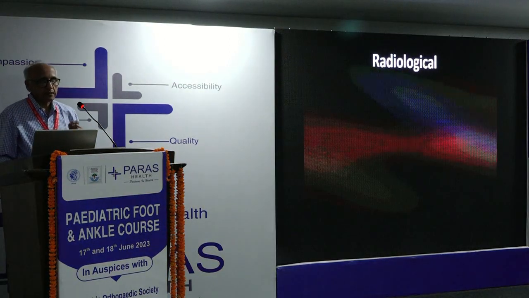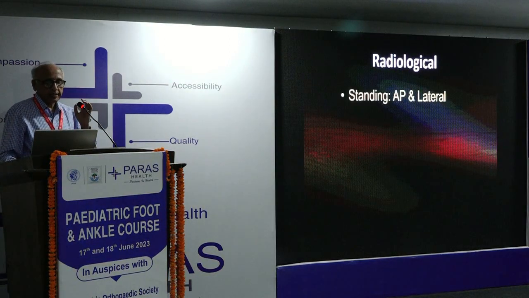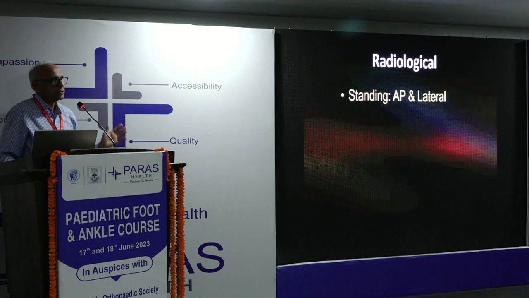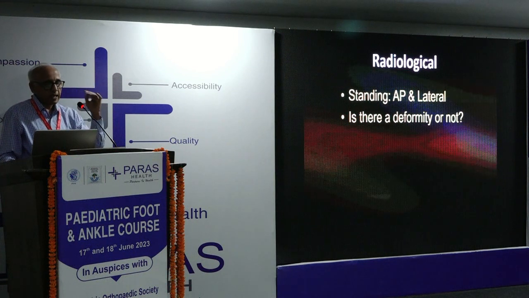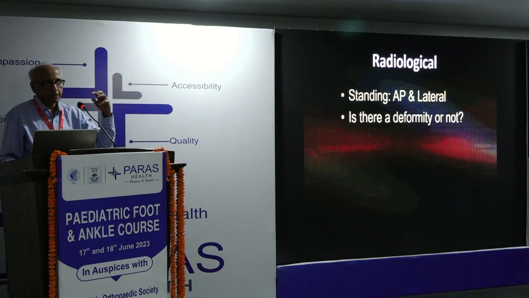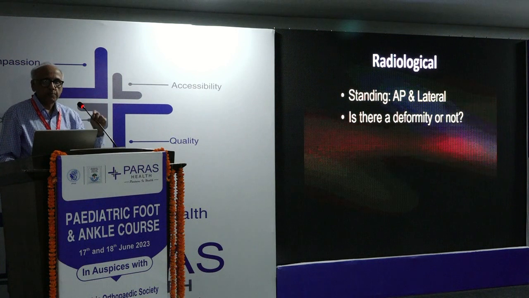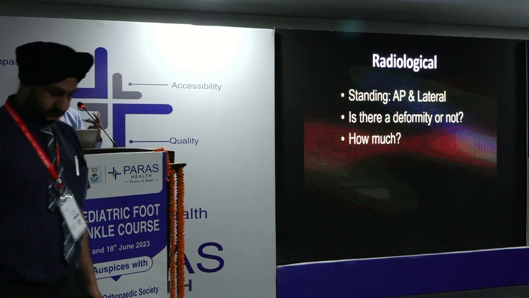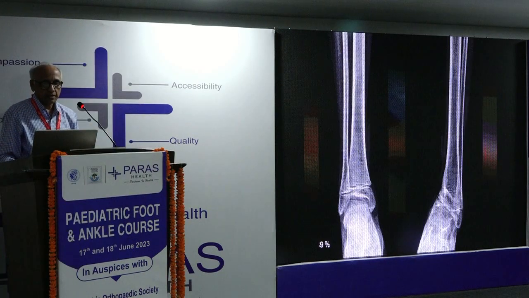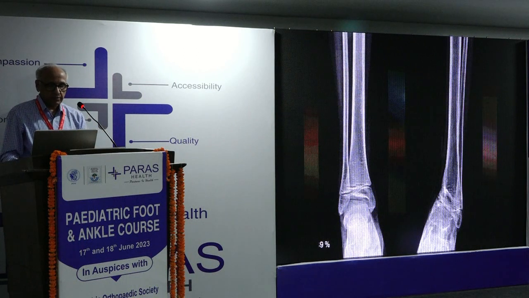Coming to the important part, the radiological thing, we need to take a standing AP and lateral view. But the important thing is that this helps us see where the deformity is, if it's present. So that is the most important information we get. It also tells us how much the deformity is, which is very important for us when it comes to the surgical correction. So these are the AP views which tell us what is the reason for the deformity and how much the deformity is.